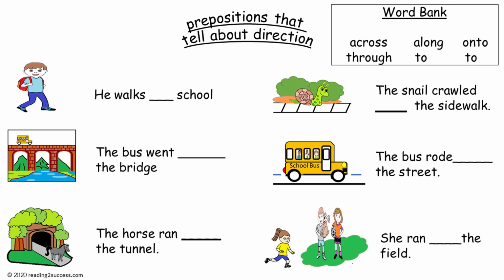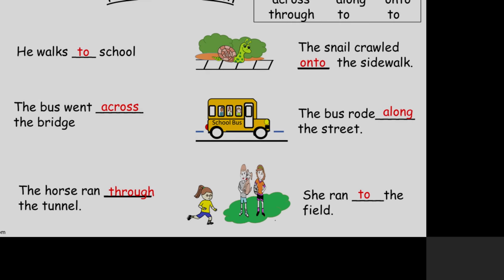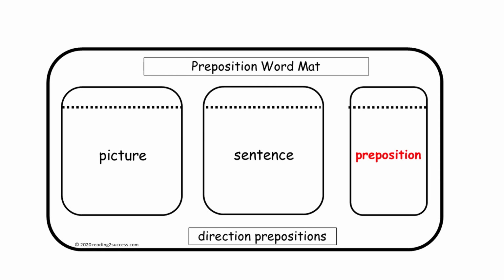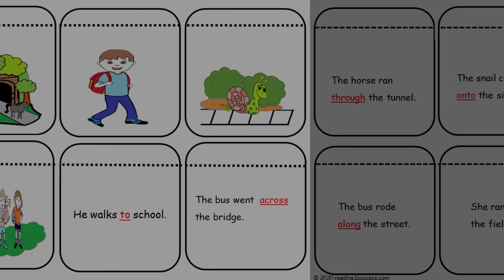Now have kids complete this guided practice page, and again, they probably will need support, which is just fine. There are 6 words in the word bank, and there are 6 sentences to fill in. This is a completed example. These are the 3 templates to make the preposition word mat for direction.